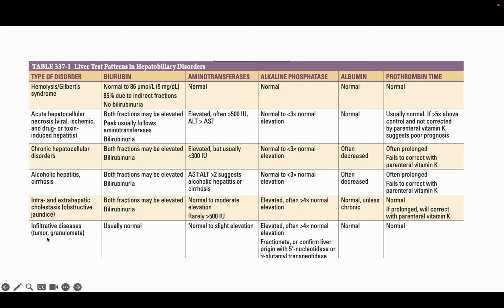So infiltrators like tumors and granulomas, most of the time, as I told you in the first case, only ALP is elevated and bilirubin is normal. Though you think of bone first, always think of liver also, because sometimes granulomas and tumors won't have bilirubin elevation or enzyme elevation, only ALP elevated. In them, though only ALP is elevated, first get a GGT done. That will tell you whether the liver is the cause or not.